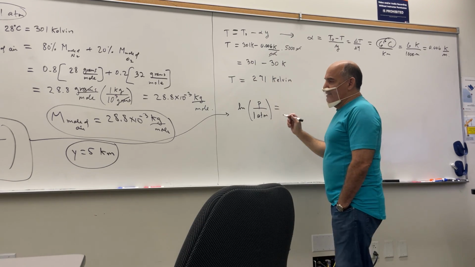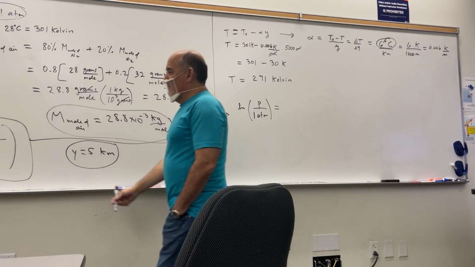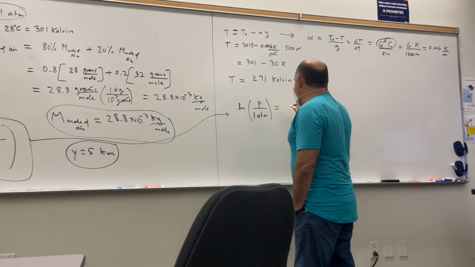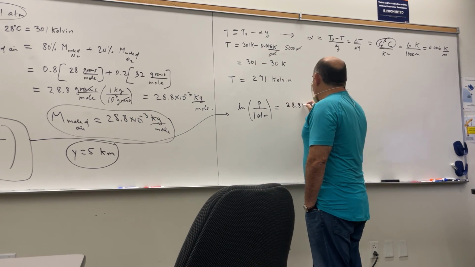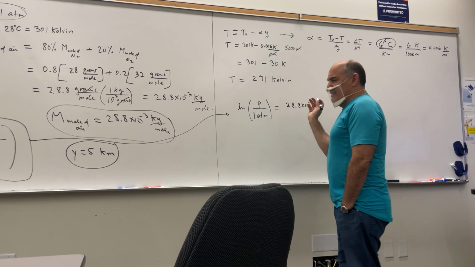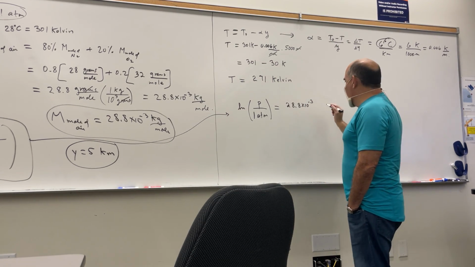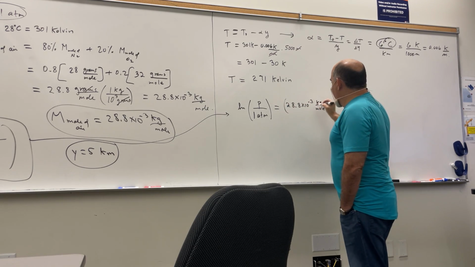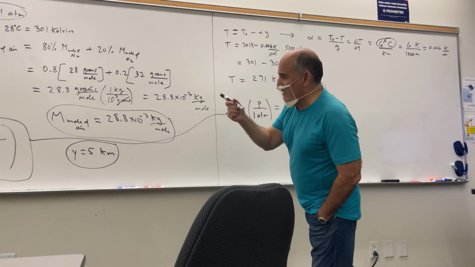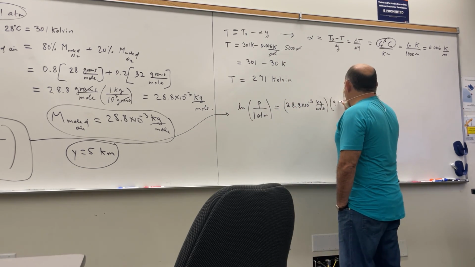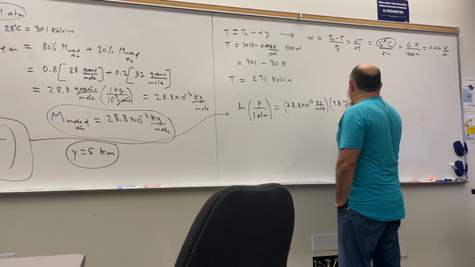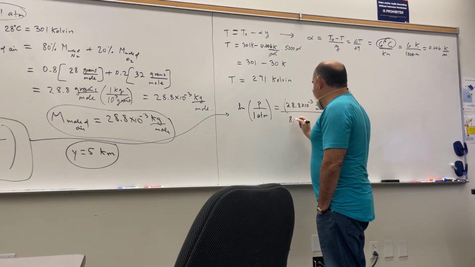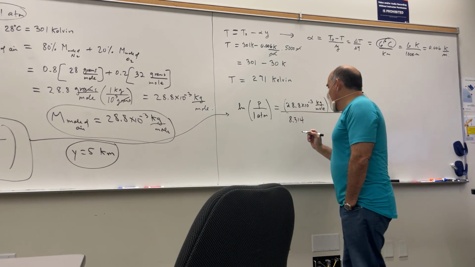Because that's a ratio anyway. And then I have the mass of a mole of air, which is 28.8 times 10 to the minus 3. And I'll put in the units to show you that one needs to be careful here. This would be kilograms per mole, right? Times g, which is 9.8 meters per second squared. And then R is 8.314.